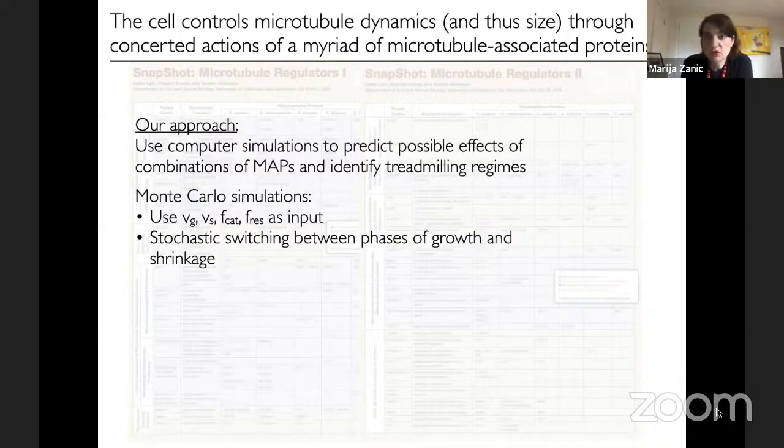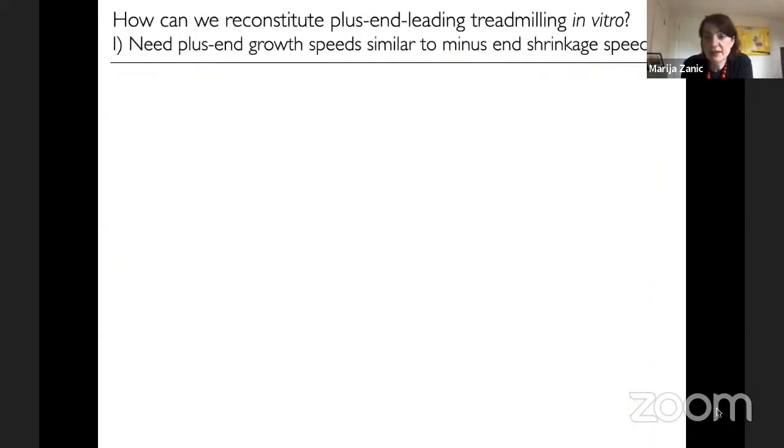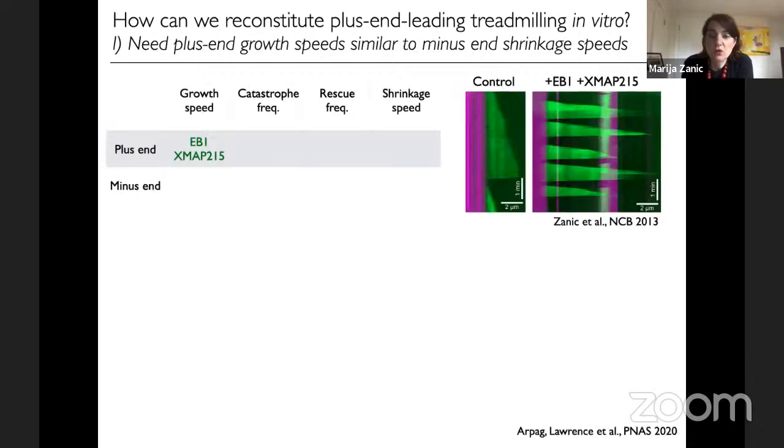Well, first, what we want to do is achieve a fast growth rate at the plus end, because remember, cellular microtubules have very large plus end fluxes. Luckily, we know how to do that, because we have previously shown that a combination of two proteins, a microtubule polymerase XMAP215 and end binding protein EB1, can lead to a really striking 30-fold increase in microtubule plus end growth rates.